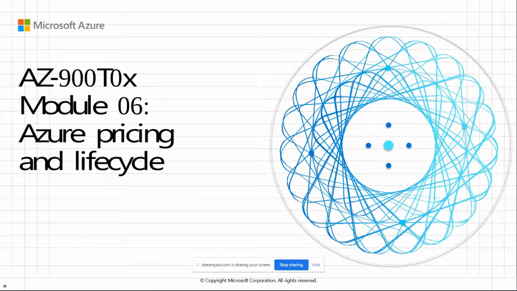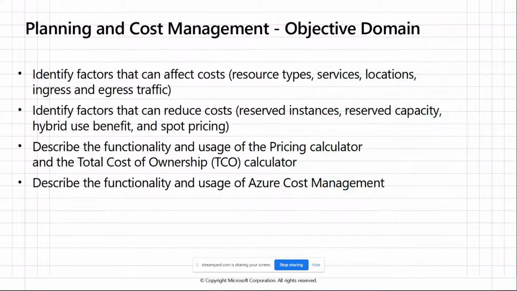In this last module, we will see the factors that affect cost, whether it is the resource group, services, location, or the kind of data involved. Then it also identifies the factors that can reduce cost, like how you can reserve your instance, reserve capacity, Azure hybrid use benefit, and spot pricing.